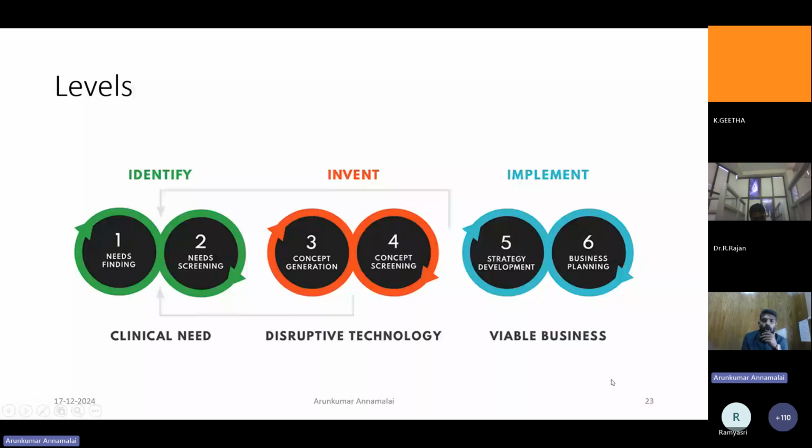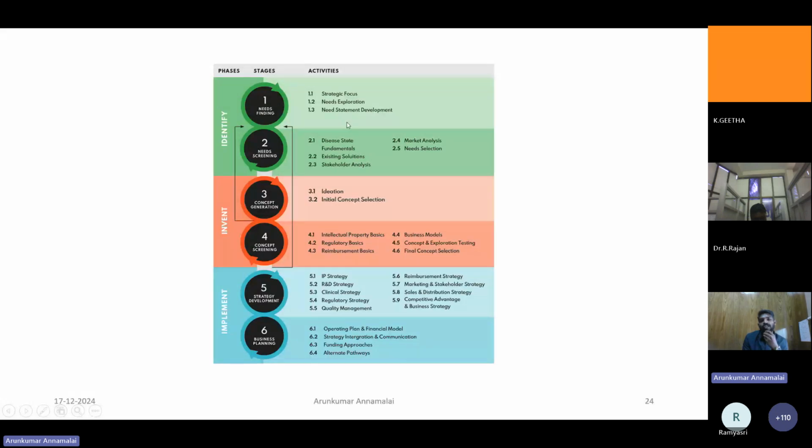In level 1, we need to have a need exploration or strategic focus and need statement development, where we try to understand the particular problem statement that can be solved with AI. Is there a definite need for it? Then we look into the disease state fundamentals. What are the existing solutions? Who are all the stakeholders? You do a market analysis, and finally a need selection. Once you identify the needs, you move into ideation and concept selection and work on the intellectual property, regulatory basics, reimbursement, business models, concept exploration, and final concept selection.